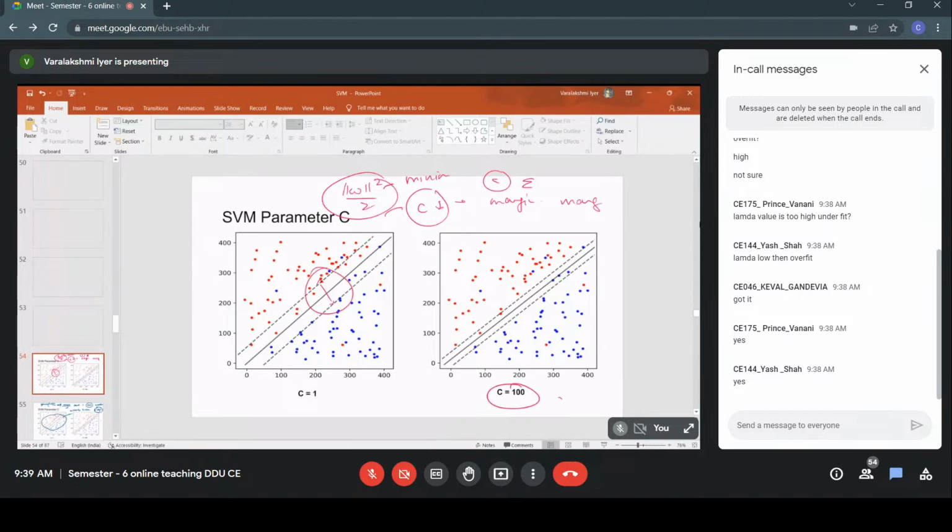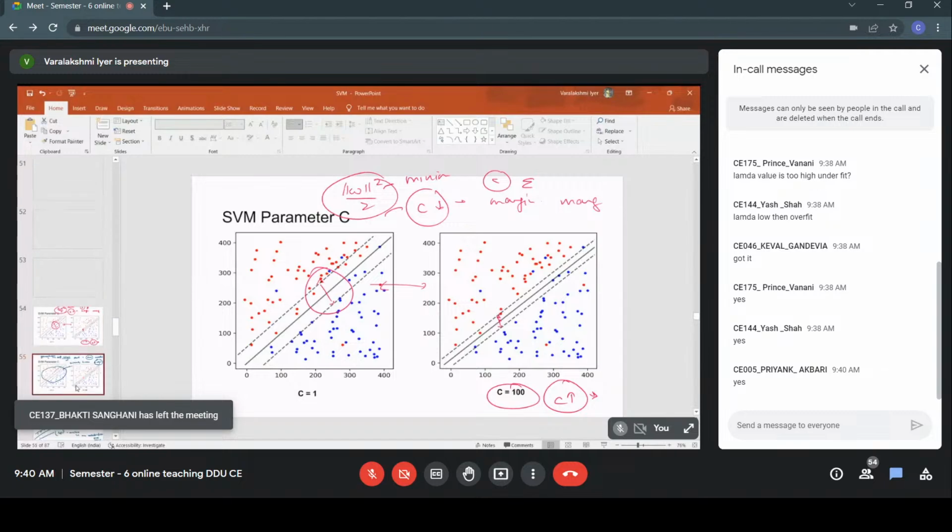But in this case, if the C value is very high, then reducing the classification error is our primary goal at this point of time. Then it is possible that the margin may be low in comparison to what we have obtained in this case. Are you getting the point here? Are you able to see what the diagram is trying to say? Yes or no?